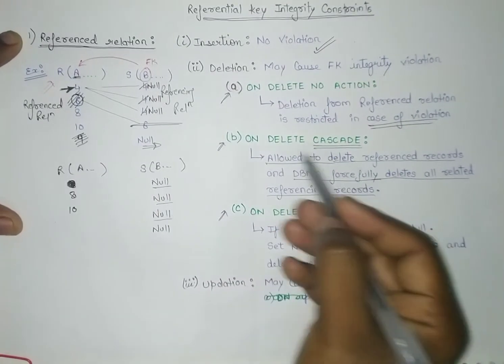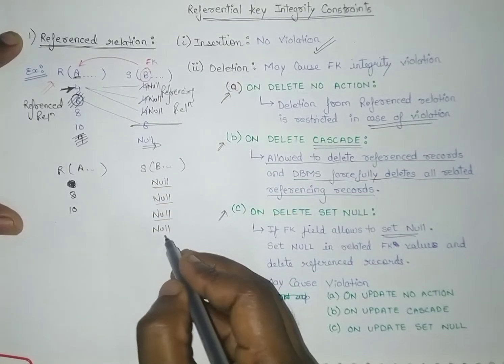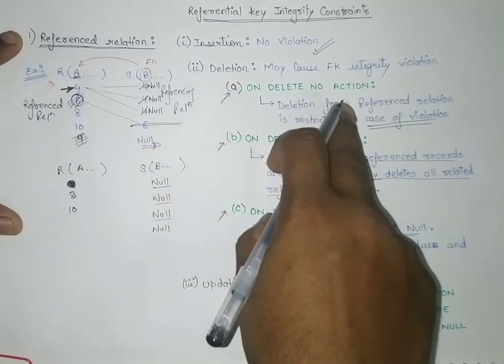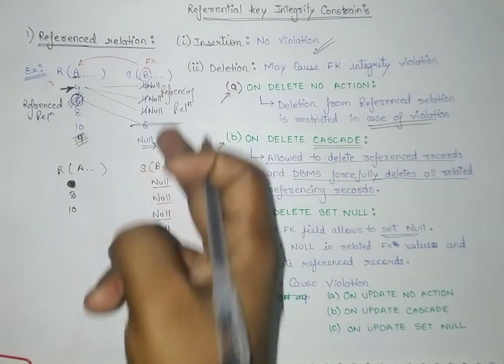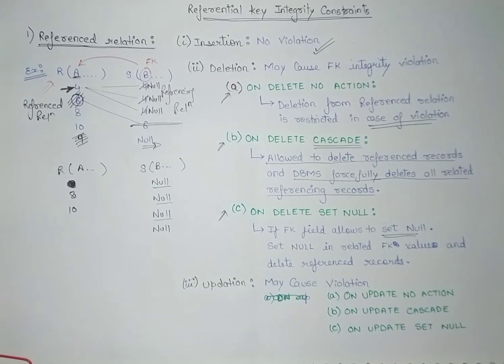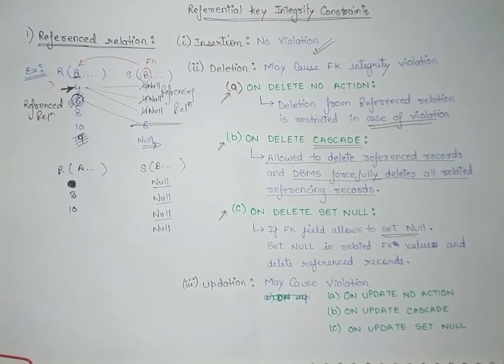6 has been deleted by on delete cascade, because of which this 6 has been deleted, and 9 can be easily deleted because it is not violating any condition. So this is the referential key integrity constraint with respect to the referenced relation.